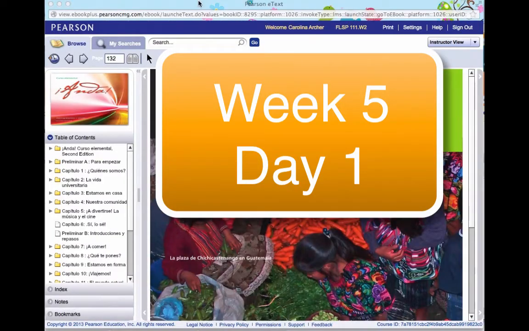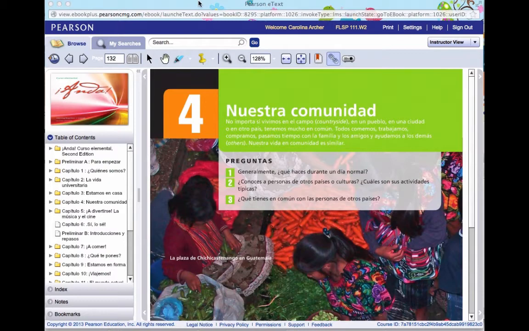Y vamos a comenzar el capítulo número 4. El capítulo número 4 se llama Nuestra Comunidad. Okay, we're going to start chapter 4, Nuestra Comunidad.